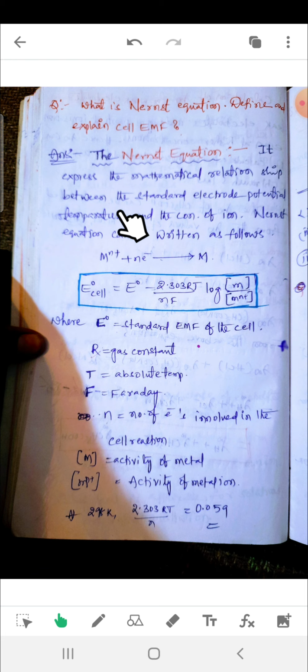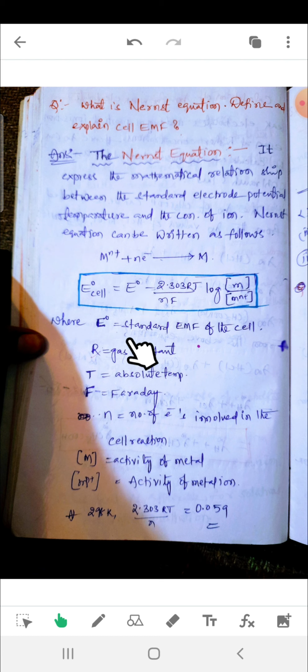The Nernst equation expresses the mathematical relationship between the standard electrode potential, temperature and the concentration of ions. The Nernst equation can be written as follows: M^n+ plus ne- electrons to form the metal M. For this type of reaction, we can write the equation E cell equals E naught minus 2.303 RT by nF log concentration of M by concentration of M^n+, that is, product concentration by reactant concentration.